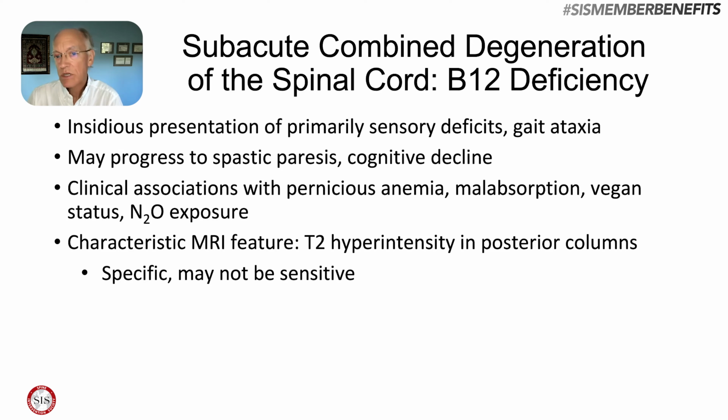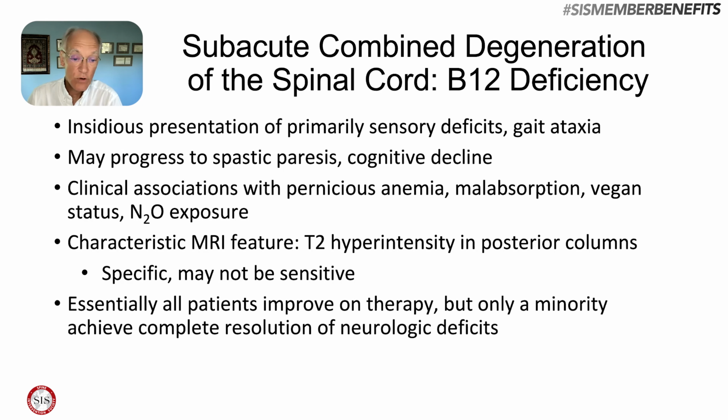It has characteristic MRI features, that is T2 hyperintensity in the posterior columns of the spinal cord, which are specific but may not be sensitive. And if we can make the diagnosis with laboratory confirmation, essentially all those patients will improve on therapy, but only a minority are going to achieve complete resolution of their neurologic deficits.